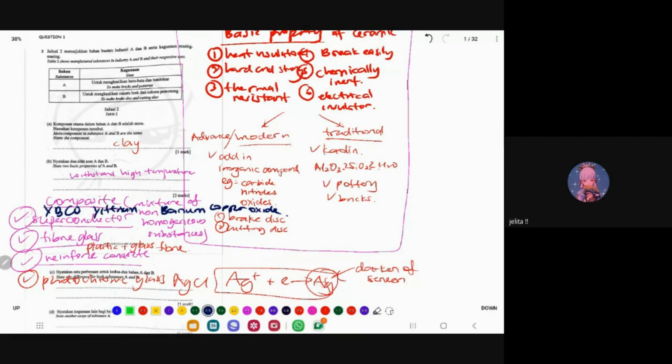Okay, now what are the characteristics of A and B? They are talking about ceramic. As I told you, any of these six you can put in. Okay, the six are: chemically inert, electrical insulator, hard and strong, can withstand high temperature with thermal resistance, break easily. Another one is what? You have to memorize yourself. Electrical insulator, heat insulator, heat resistant, chemically inert, break easily. Okay, I'm memorizing. Are you guys?